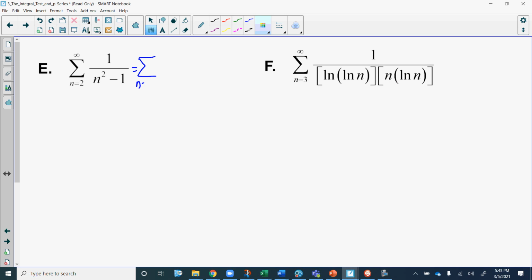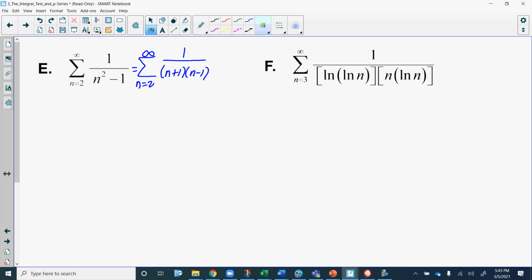So here n equals 2 to infinity. I can look at this as 1 over n plus 1 times n minus 1. Looking at that, this is not going to be a p-series. This has to be done using the integral test. According to the integral test, I'm going to have to take the integral of that expression, which should tell you that we're going to be doing partial fraction decomposition.